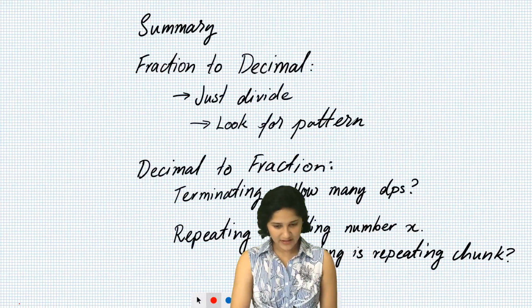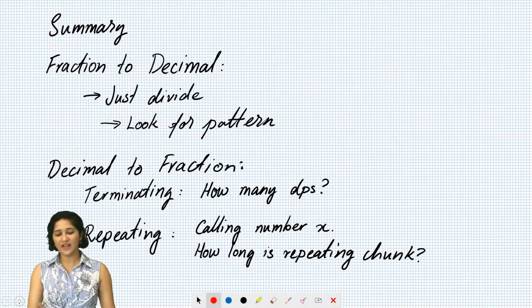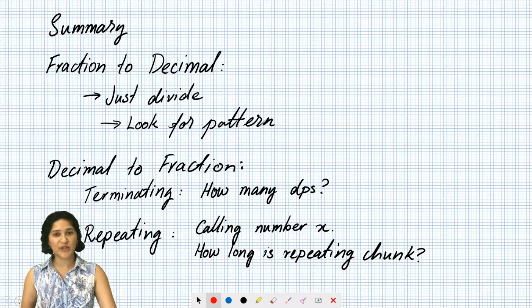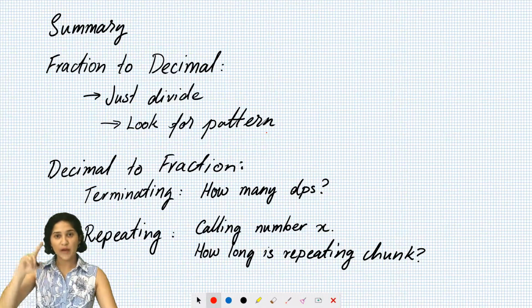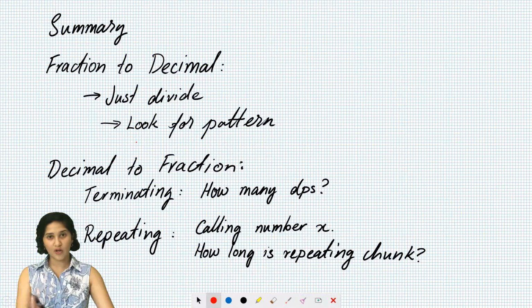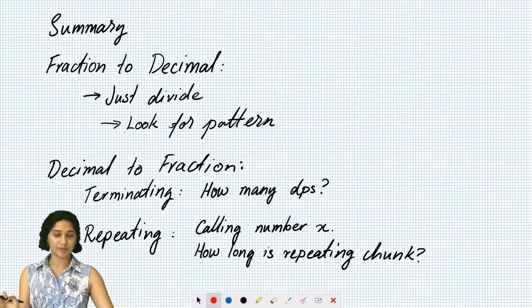All right, so to summarize, going from fraction to decimal is really straightforward. All you have to do is simply divide, whichever way you can, and you look for a pattern. So if it doesn't seem to be ending, but you have the same numbers repeating again, then you know that as soon as you've got that repetition starting, you can just write it as a repeating decimal.